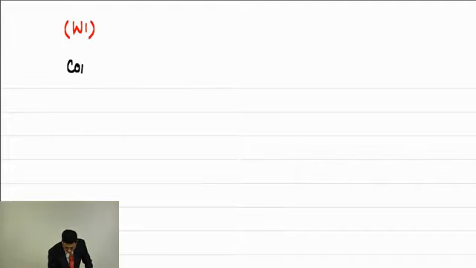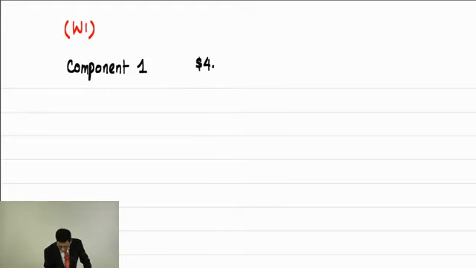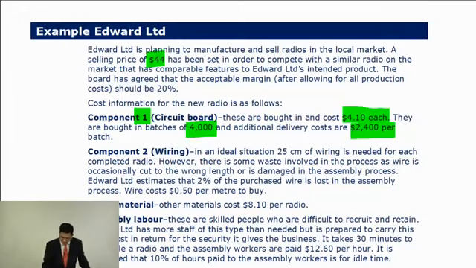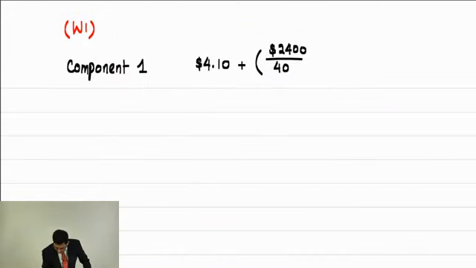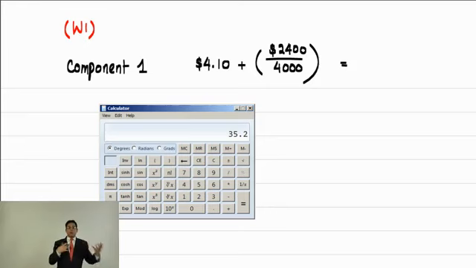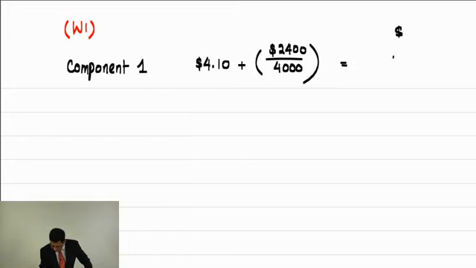Okay, first of all, component 1, which is a circuit board. They said the basic price is $410, and on top of this they spend $2,400 on delivery, and in this delivery they receive 4,000 components number 1, so divided by 4,000 units. Okay, and that would work out the overall cost of component number 1. So this is how questions are extended with more details. So 2,400 divided by 4,000 units is 0.6, and if we add it to 4.10, it is 4.7. So that's the total cost of component 1, including basic price plus shipping or delivery charges.